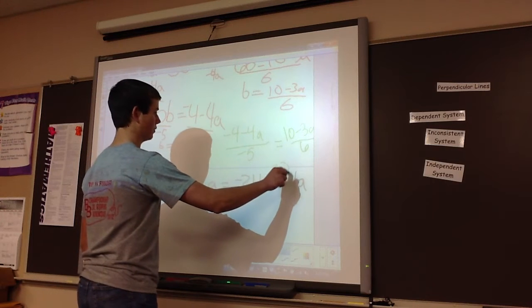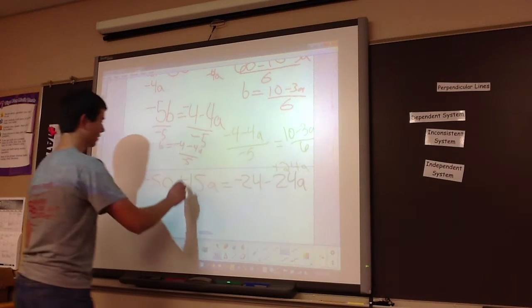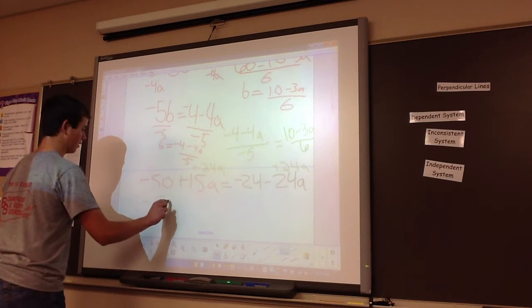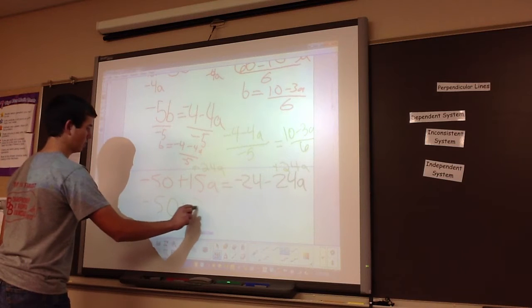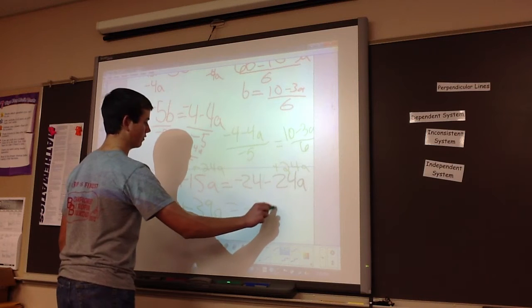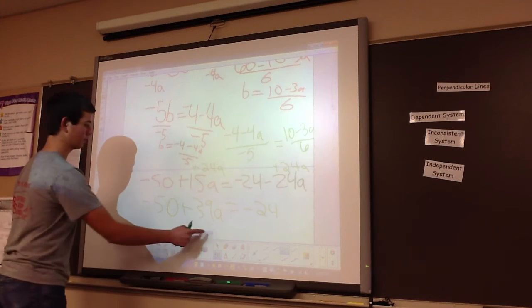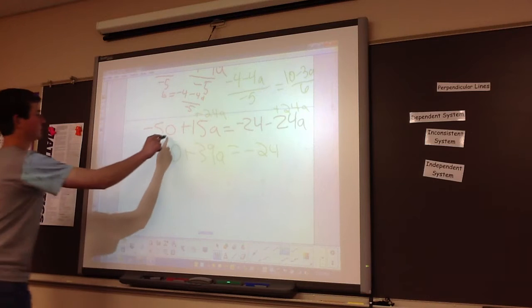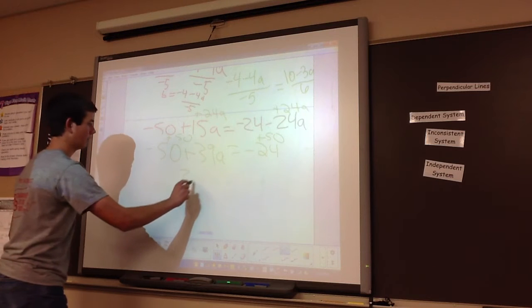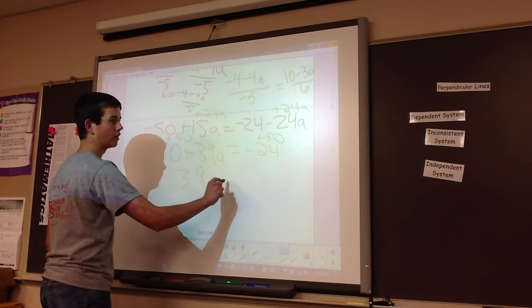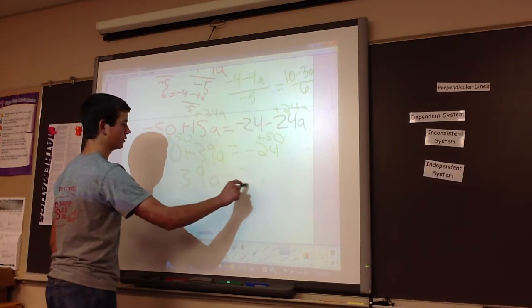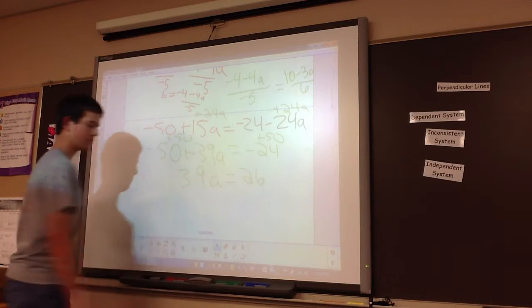Plus 24A plus 24A. Negative 50 plus 39A equals negative 24. Alright, so plus 50, plus 50. Okay, cool. I'm going to cut you off after you solve this. A equals 26. Okay. Very good, Cole. Questions for Cole?